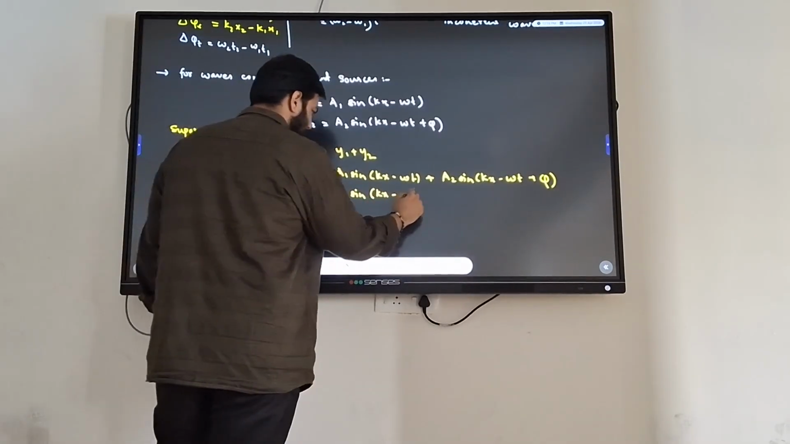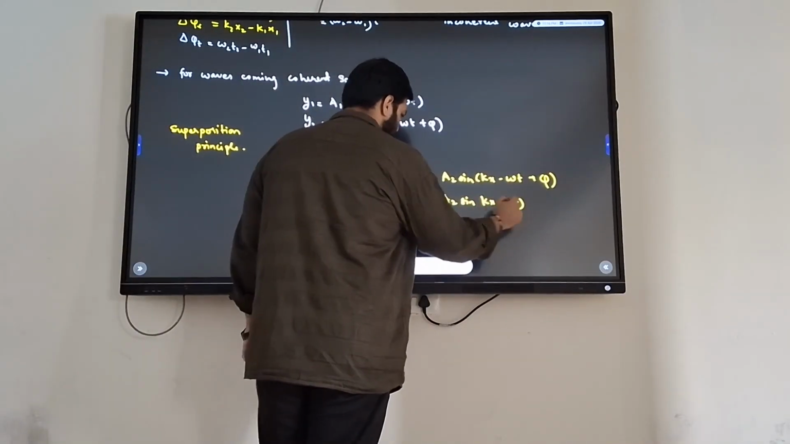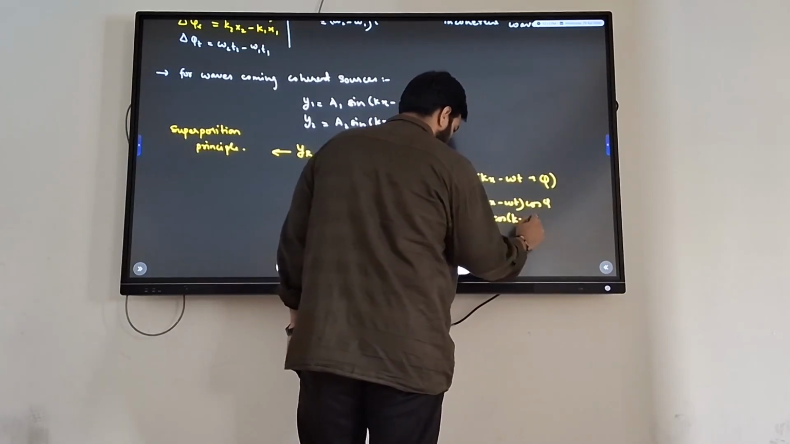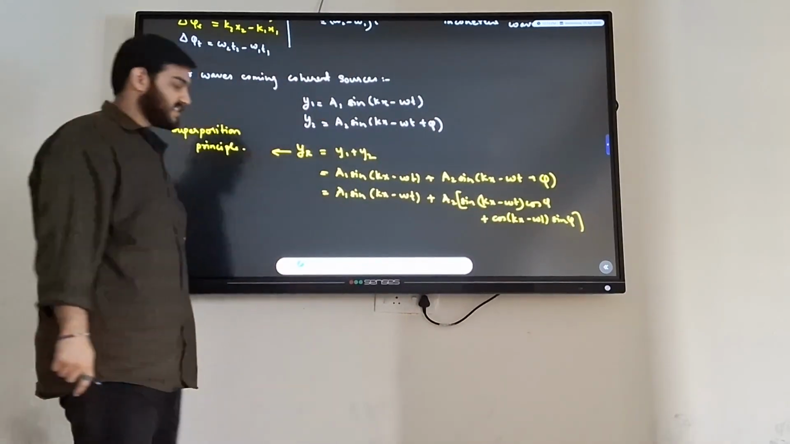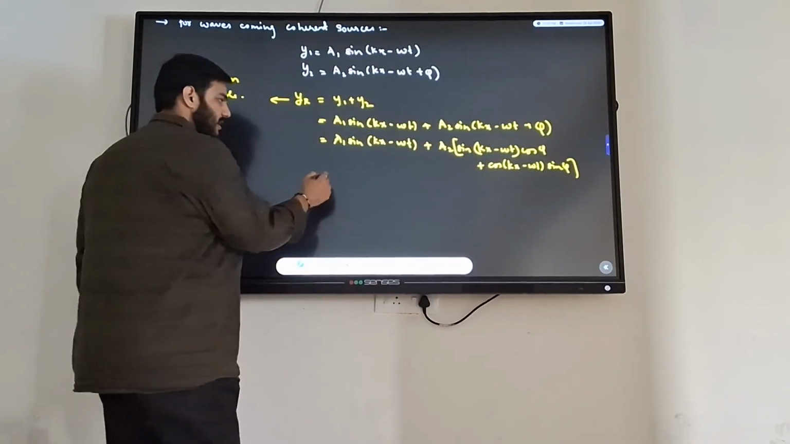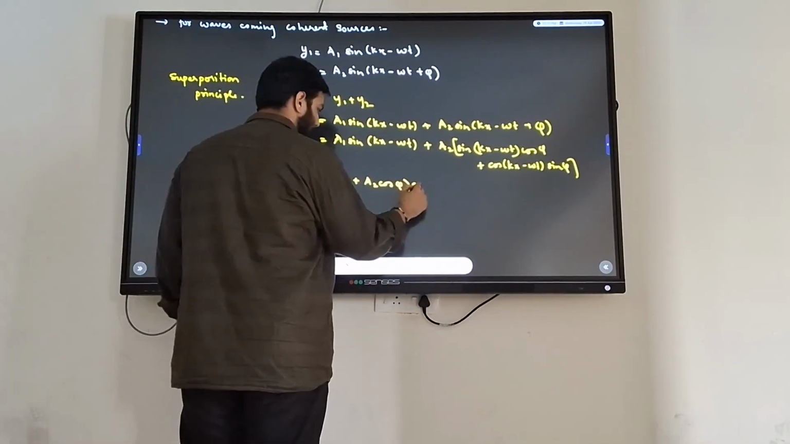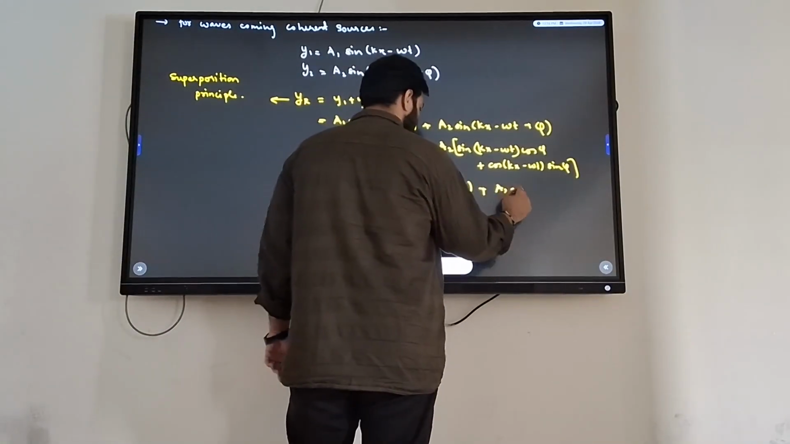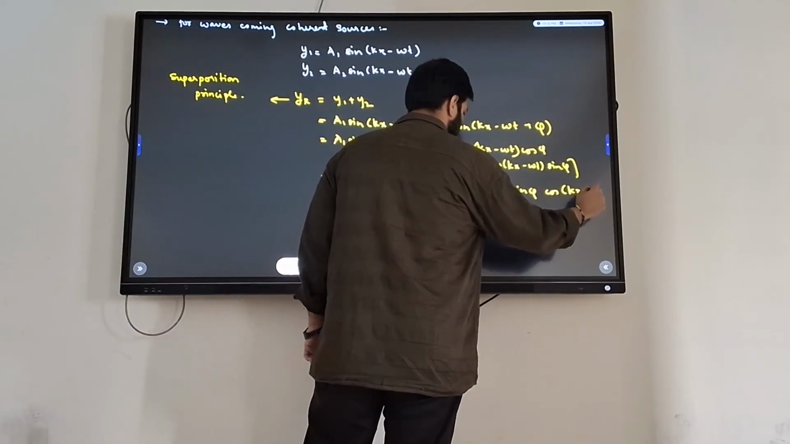A2 sin(kx − ωt) cos φ + cos(kx − ωt) sin φ. Now I will take some things common. A sin(kx − ωt) with what terms? A1 and A2 cos φ. That's (A1 + A2 cos φ) sin(kx − ωt) plus A2 sin φ into cos(kx − ωt).